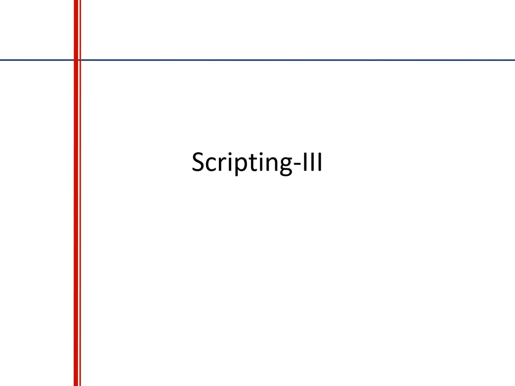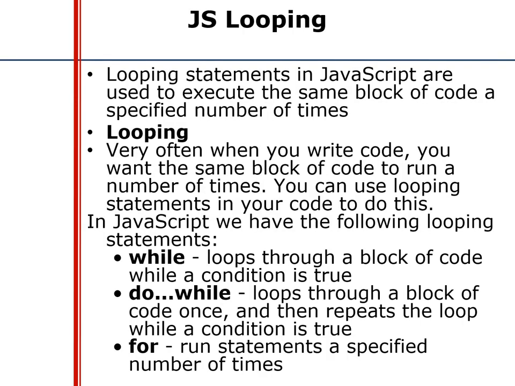Now we are discussing further in JavaScript. We are discussing the loops. Looping statements in JavaScript are used to execute the same block of code a specified number of times. When you write code, you may want the same block of code to run a number of times. You can use a looping statement in your code.